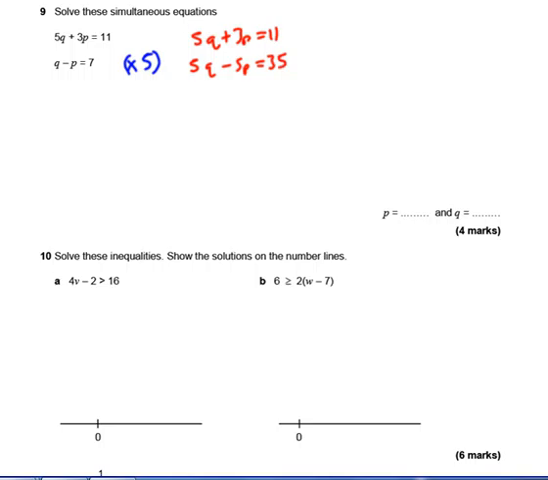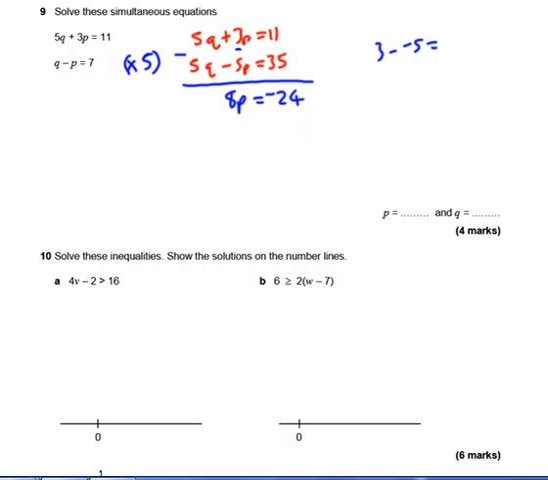Right, now that I've made the q's the same, I can eliminate the q's by subtracting. 5q take away 5q is no q, so the q's are gone. 3p minus 5p becomes 8p, because 3 minus minus 5 is the same as 3 add 5. And then 11 take away 35 is going to be minus 24.